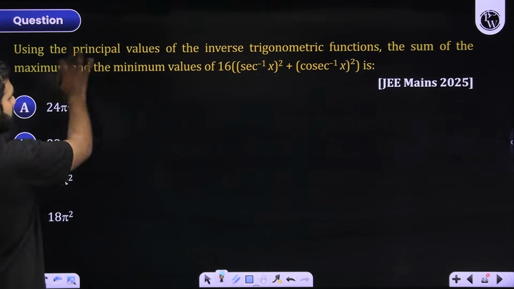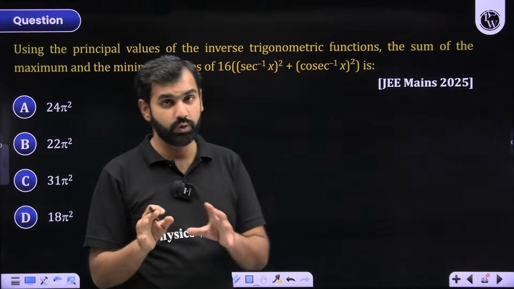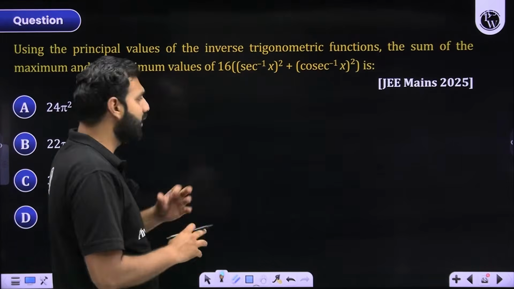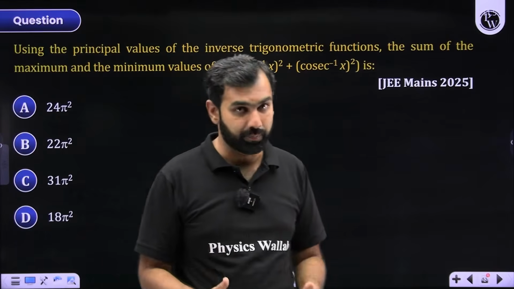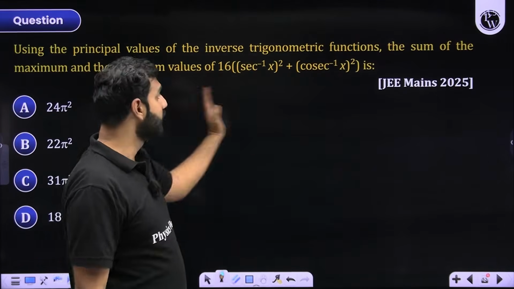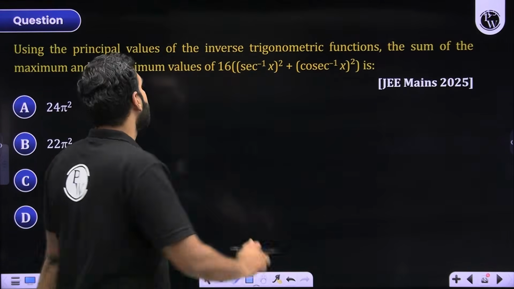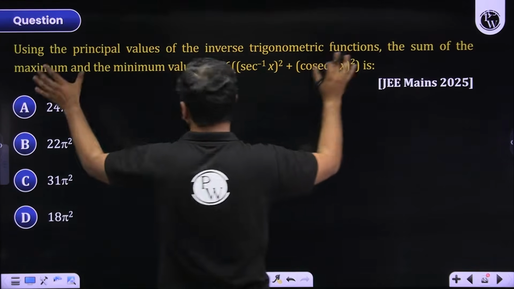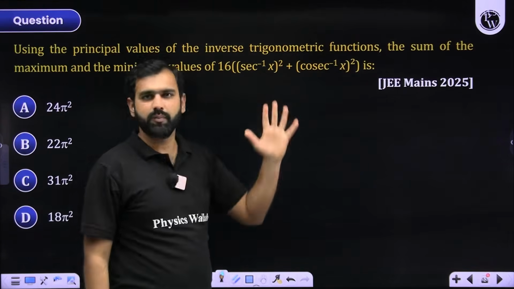Because it says using the principal value, I need not bother about its domain now. This is what they have already told you. Even if they don't tell you, this is what you should assume, that this is all going to deal with the principal values only. Now, the inverse trigonometric function expression is the sum of the maximum and the minimum values, so technically its maxima and minima need to be found.